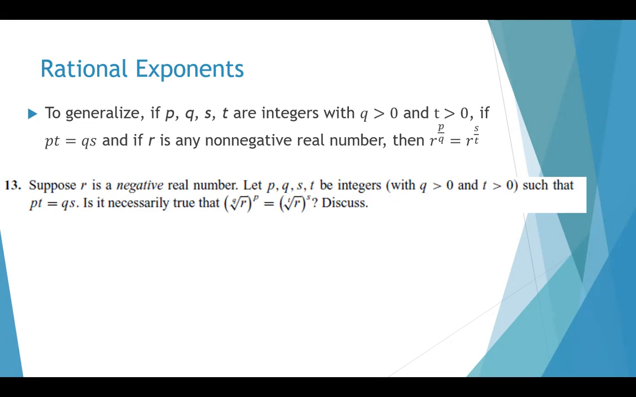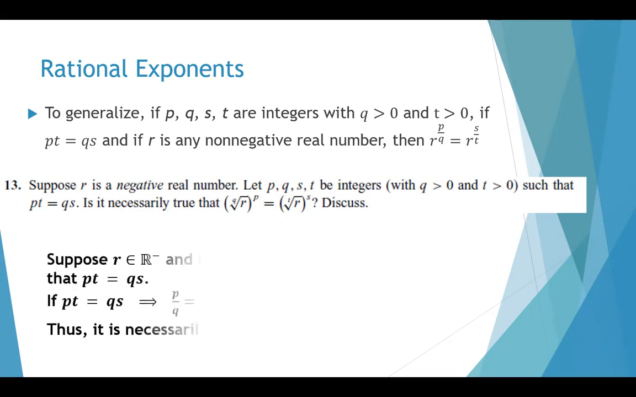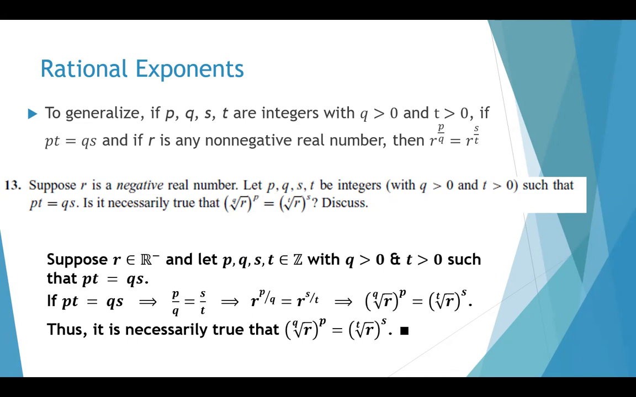And then discuss it. And generously, I thought, let me give you a little sketch of the work, not a picture sketch. So suppose r is a real negative number, because that's what it says here. We were talking about non-negative initially, but let's be clear. Let's find out what it is for negative. That's what 13 is asking. So we say r is a real negative number, and we let p, q, s, t be integers with q and t greater than 0, such that pt equals qs. So we get to use all of that.